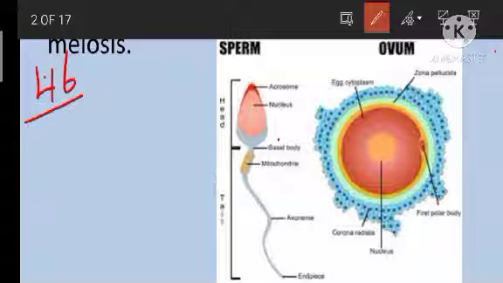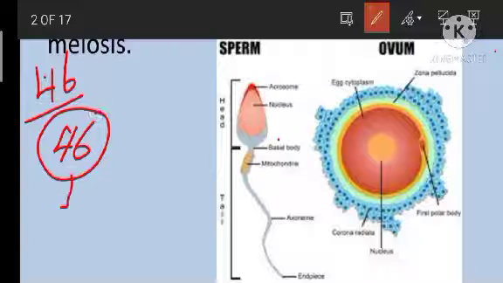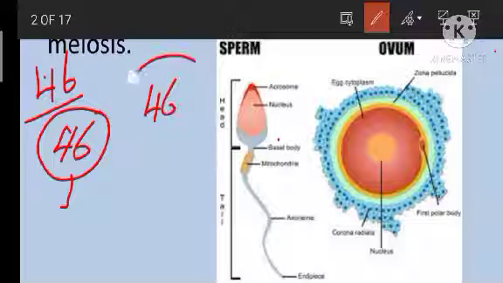Now assume the male gamete, that is the sperm, is produced by mitosis. Then how many chromosomes will be there in the sperm? The sperm will have 46 chromosomes. In the same way, the female gamete, that is the ovum, is also produced by mitosis, so it also has 46 chromosomes.